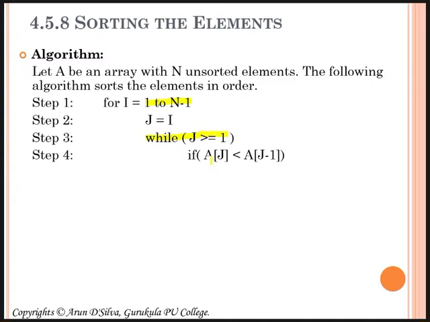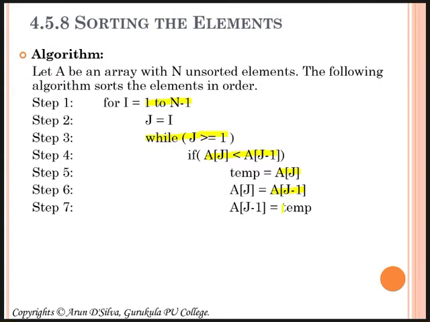In the array, a of j is less than a of j minus 1. That is, the right side value is smaller than the left side value. You have to check, and if it is so, then just interchange. We are taking a temporary variable, placing the a of j value in temp, then a of j equals a of j minus 1, and a of j minus 1 equals temp. We are just interchanging. In case it is not smaller, then go for the next iteration.